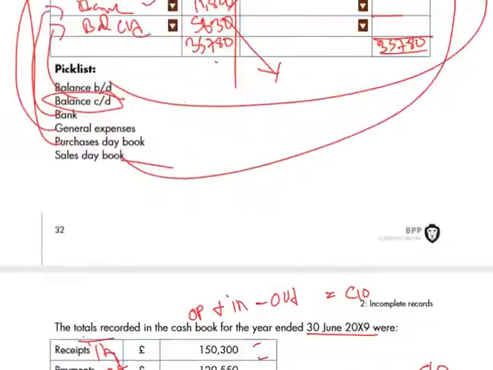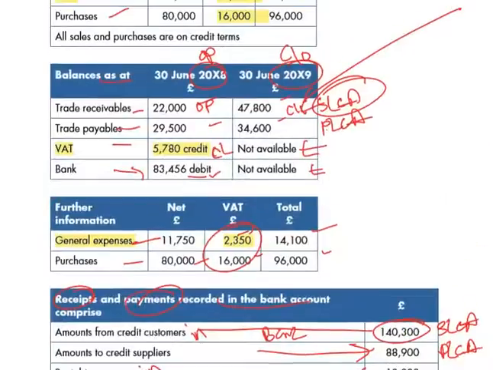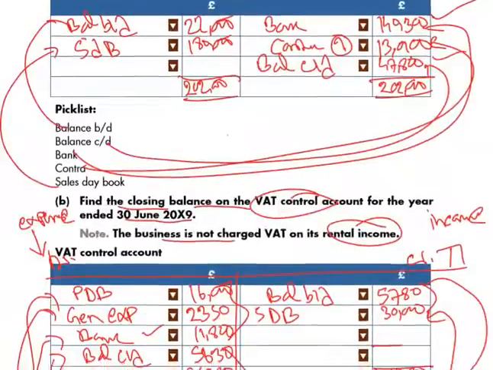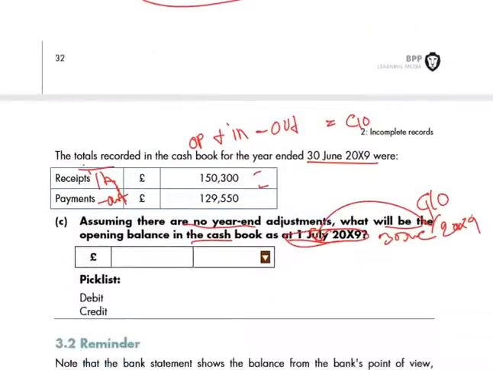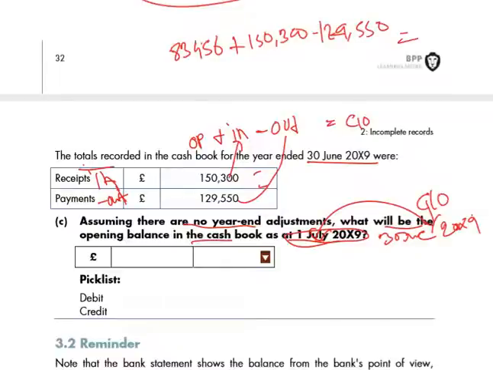So let's check out from the question how much was the money at the beginning we had in the bank. Let's check this out. Bank beginning is 83,456. 83,456 plus money in is this much, 150,300, minus money out is this much, 129,550. I should get my answer, shouldn't I?